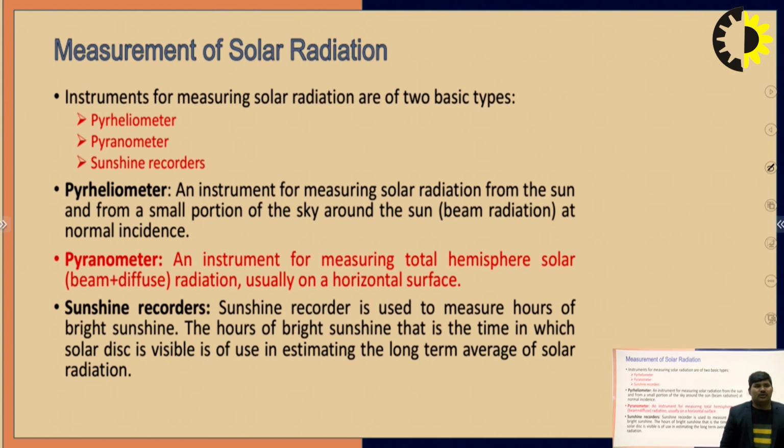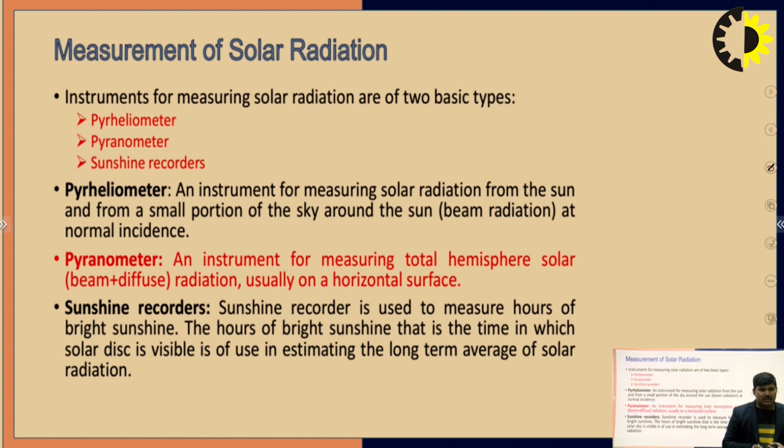So measurement of solar radiation: the instruments for measuring solar radiation are of two basic types, the pyrheliometer, the pyranometer, and the sunshine recorder. If you discuss the pyrheliometer, it is an instrument for measuring the solar radiation from the sun and from a small portion of the sky around the sun, the beam radiation at normal incidence.